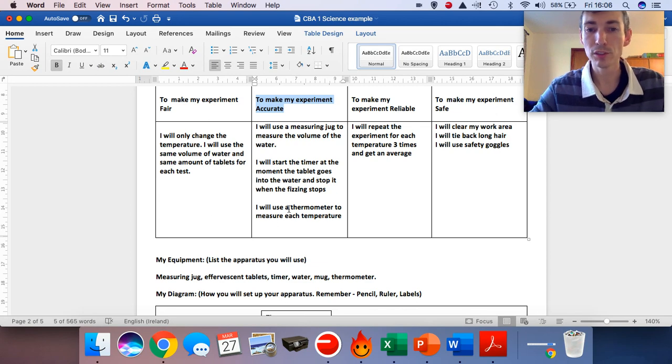Then I will use a thermometer to measure the temperature. And how do you use a thermometer? You read it at eye level. Now, I completely understand if any of you are doing experiments with temperature that you may not have a thermometer at home. If you don't have a thermometer at home, that is no problem, no big deal.